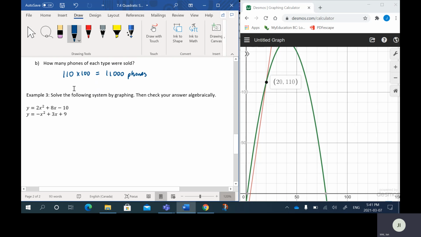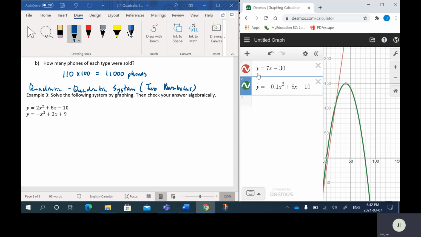All right, now the last example here. This is actually, I guess, the other type of quadratic system, when we have basically two parabolas. So what we're going to do here is graph these two parabolas, and we'll see where they cross. All right, sound good?